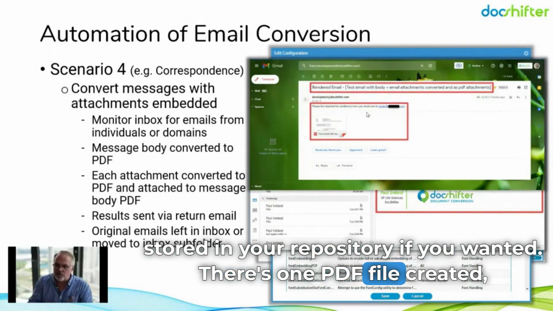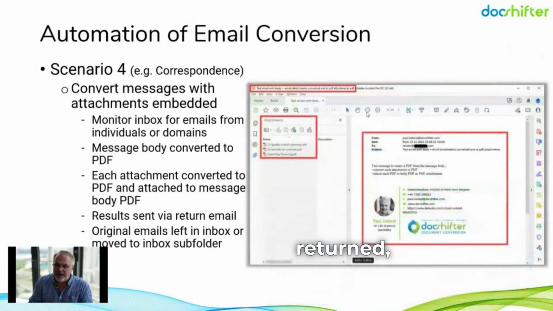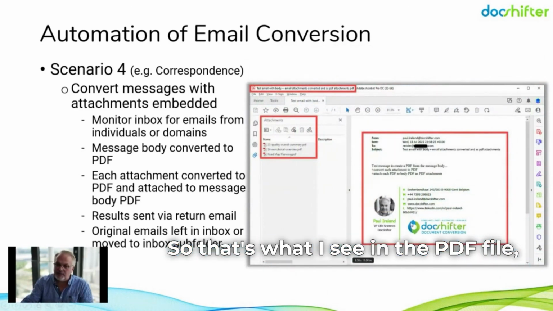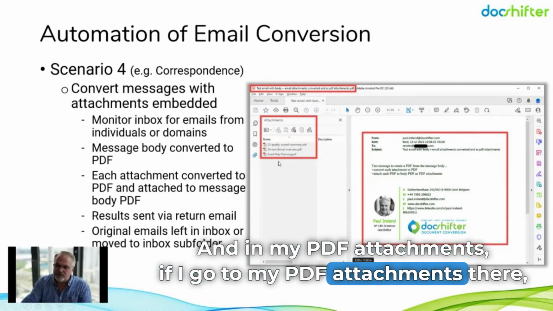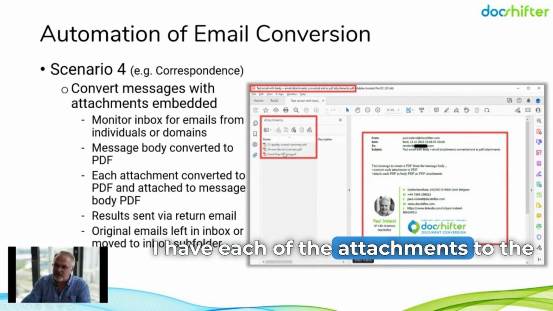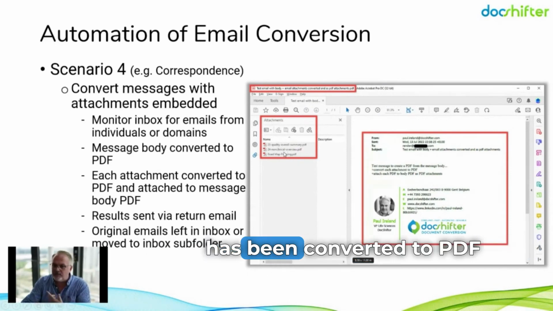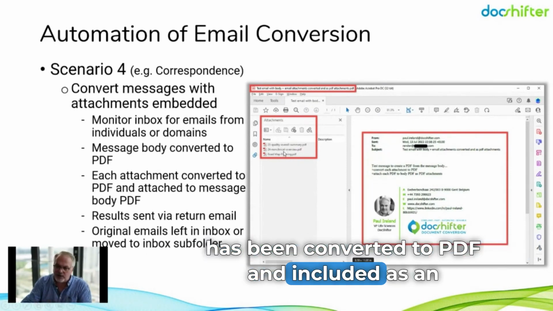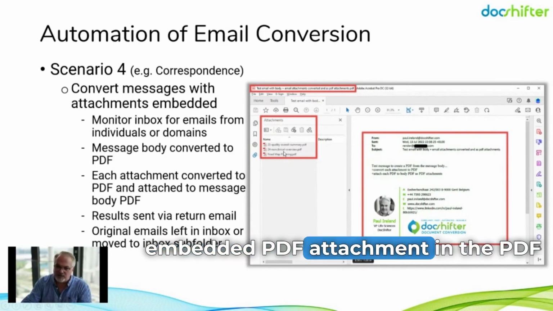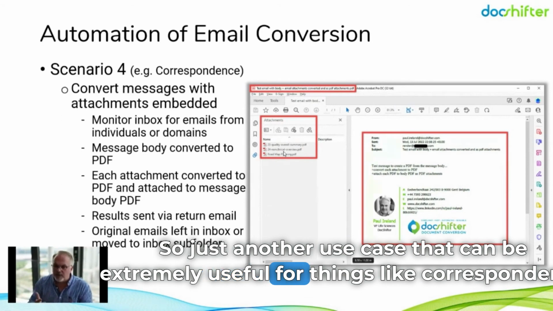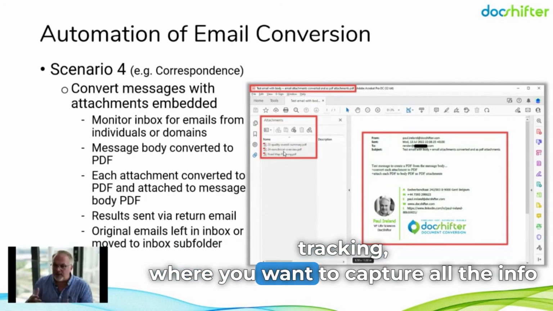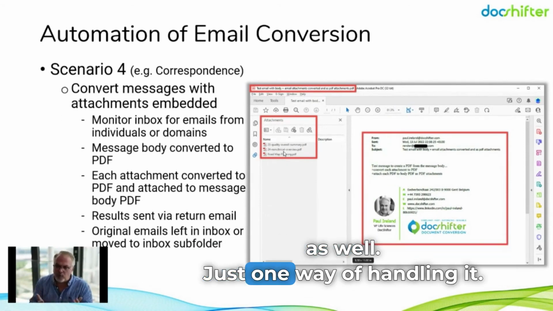There's one PDF file created, returned, and that PDF file itself, when I open it, has the email message body. So that's what I see in the PDF file, the message conversation. And in my PDF attachments, if I go to my PDF attachments there, I have each of the attachments to the original email converted to PDF and included as an embedded PDF attachment in the PDF file. So just another use case that can be extremely useful for things like correspondence tracking, where you want to capture all the info as well. Just one way of handling it.